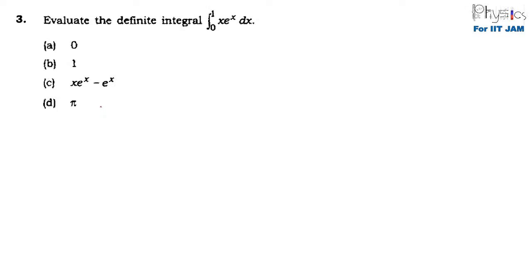This is our next question. Evaluate the definite integration from 0 to 1 of x e to the power x dx. Options are 0, 1, x e to the power x minus e to the power x, and pi. So tell me which is the correct option for this question.